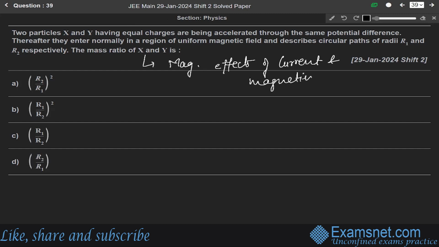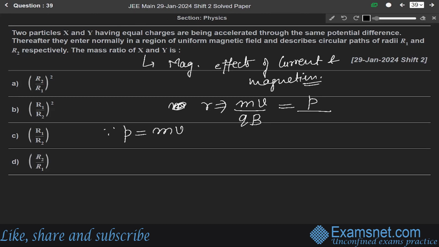According to this question, we have to find the ratio of the masses of X and Y. Since we have to find the ratio of masses, R equals mv over qB. And mv is momentum P, since P equals mv. So R is equal to P over qB.